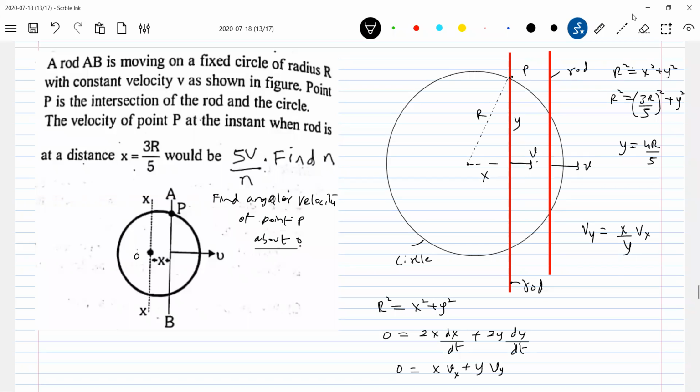So substitute here. So this will be 3R by 5 over 4R by 5. And of course, a negative sign will come. What do you mean by negative sign? X increases, Y will decrease. That's why I didn't take the negative sign. So if you want, keep it here. So this will be 3 by 4 Vx. What is Vx? Vx is equal to V, no?